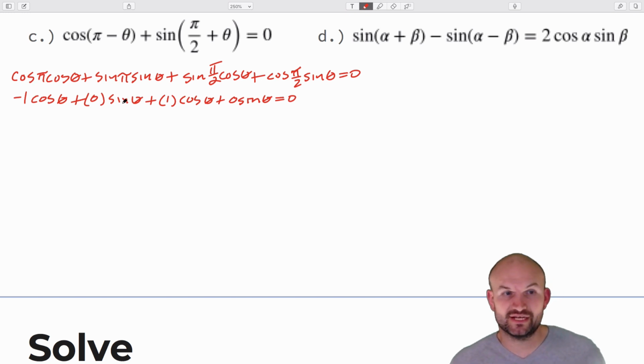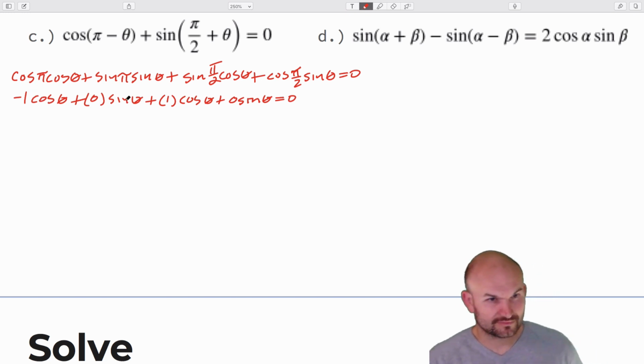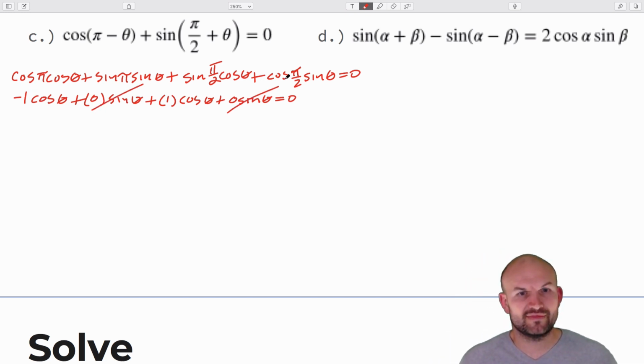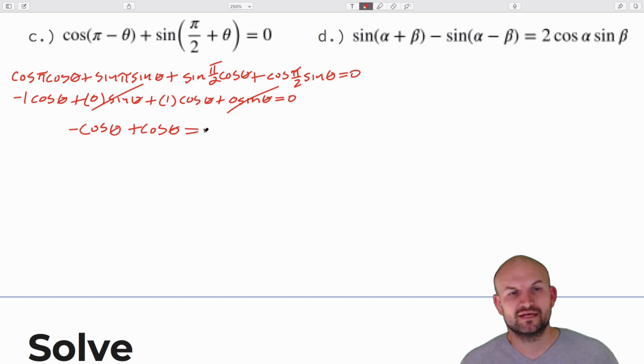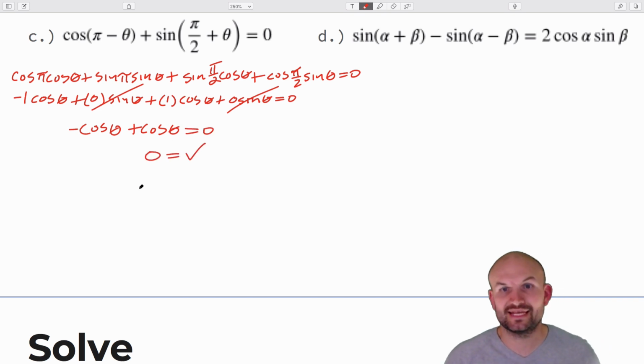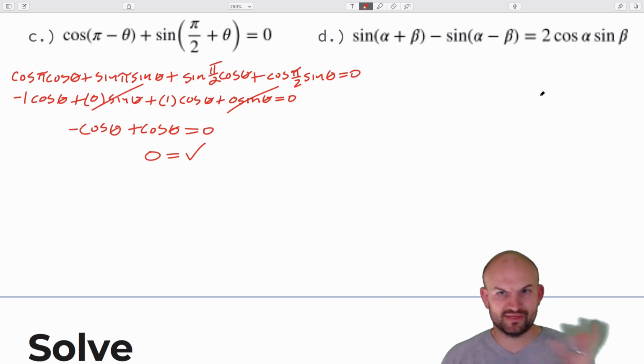Okay, so you can see here what's going on is, that's going to 0, and that's going to go to 0. So therefore, we're left with a negative cosine of theta plus the cosine of theta is equal to 0, which of course is going to be equal to 0. So you can see how that is verified. That's going to be the same kind of idea here.